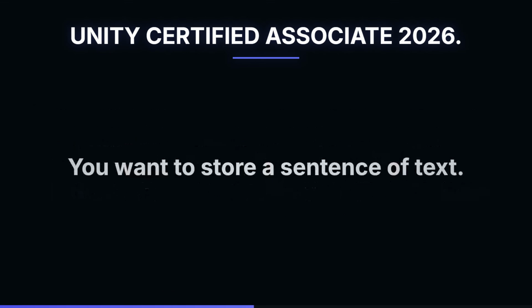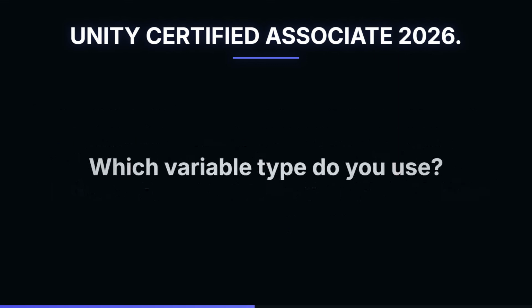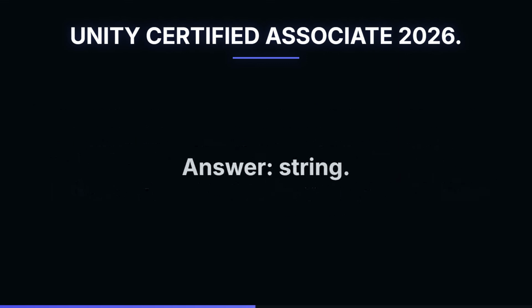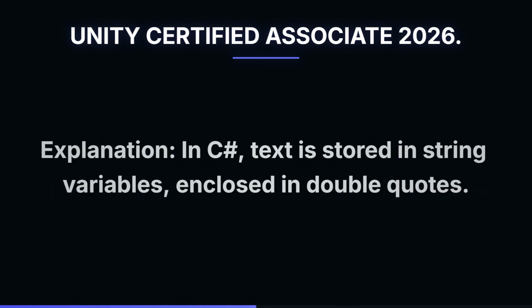14. You want to store a sentence of text. Which variable type do you use? Answer. String. Explanation. In C#, text is stored in string variables, enclosed in double quotes.